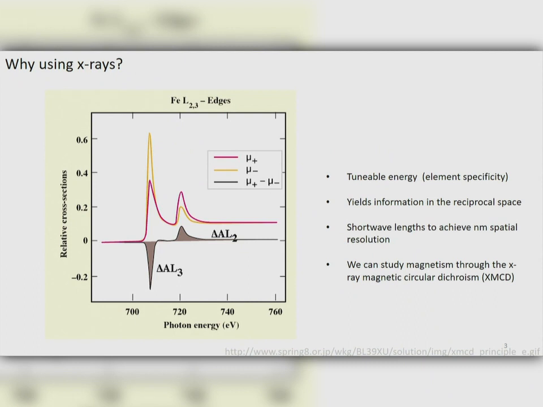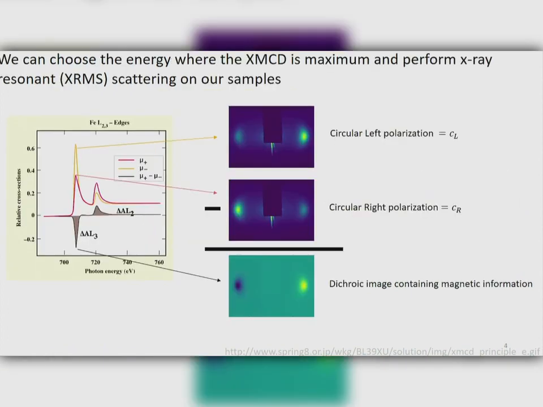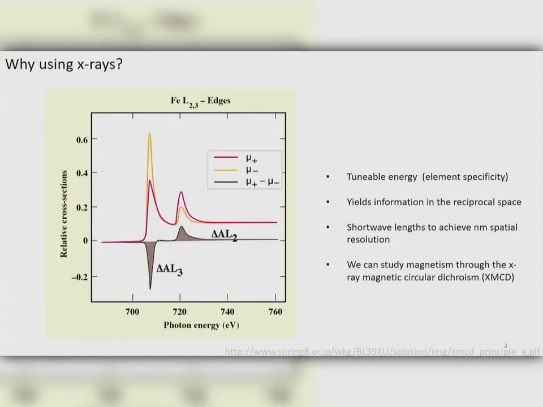At the same time, why do we need to use X-rays? I think this part has already been covered by the previous speakers. The tunable energy gives us element specificity, so we can choose the element that we want to see, even in a multi-layer system. It yields information of the reciprocal space, so in one shot we already have all the information that we need, and I will show you later. The short wavelengths allow us to achieve nanometer spatial resolution, and we can study magnetism through XMCD, which is the different response that magnetic materials have to the polarization of the X-rays.